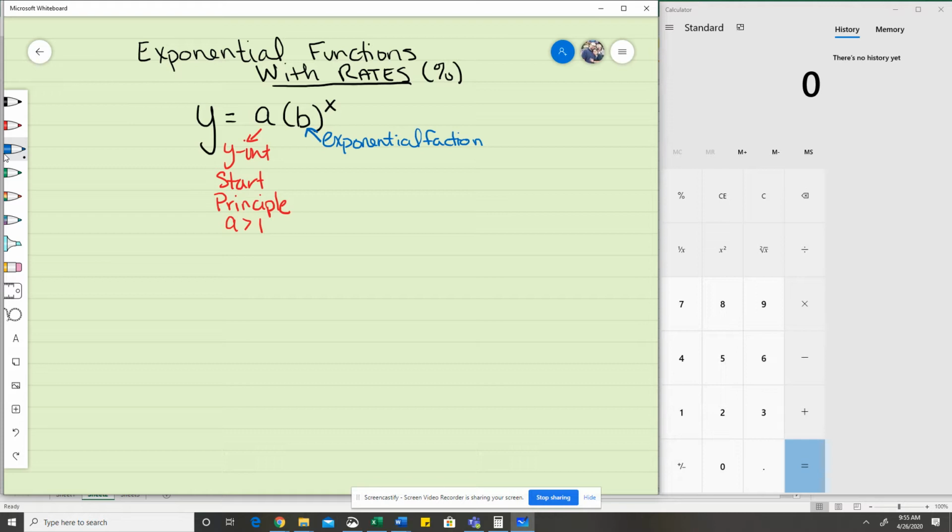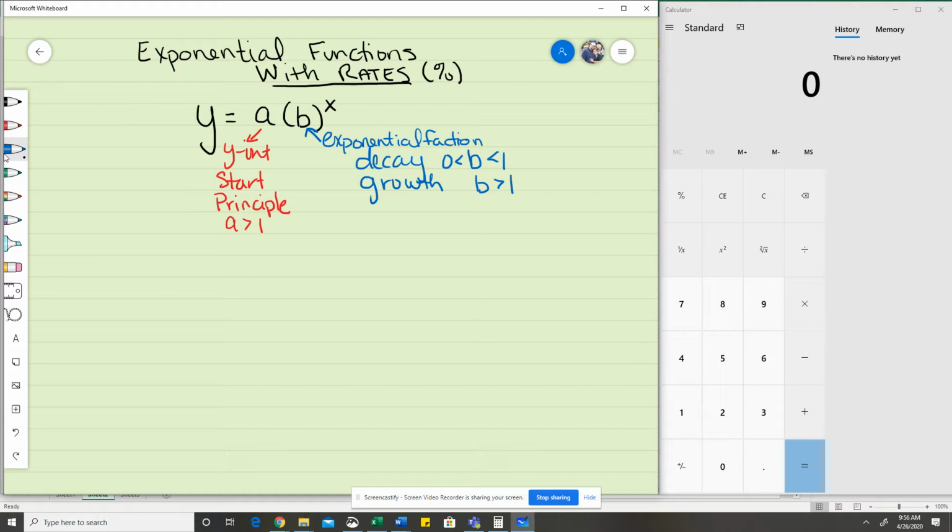With our b, we can either have a decay, and a decay is indicated when our b is between 0 and 1, or we can have a growth. And a growth is indicated when our b is greater than 1. Okay, now our b cannot actually be 1 or 0. If our b is 0, then the whole thing is just 0. There's no way to make it grow or decay. And if it's 1, then it's just whatever our a value is, because again, it's not growing or decaying at all.